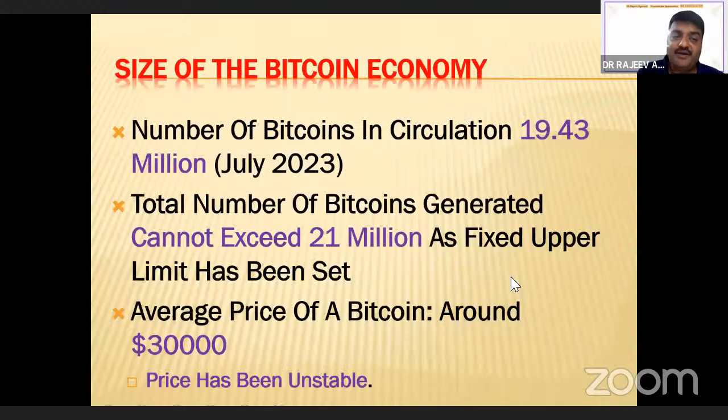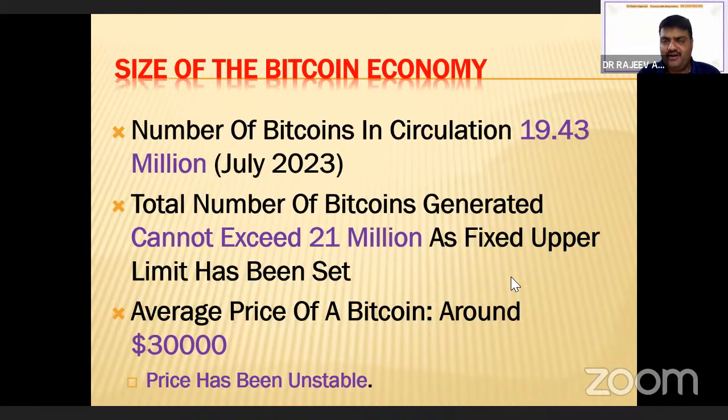Now, the size of the Bitcoin. The number of Bitcoins in circulation is 19.43 million, as of July 2023. And what is the maximum number of Bitcoins that could be available? That is 21 million. Beyond that, it will not go. So there is a cap on the maximum Bitcoin that will be available to anyone in the market.